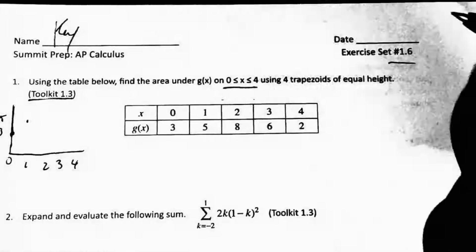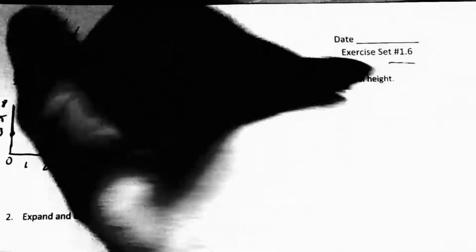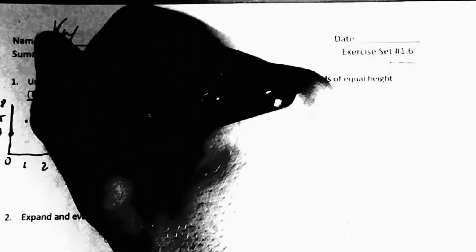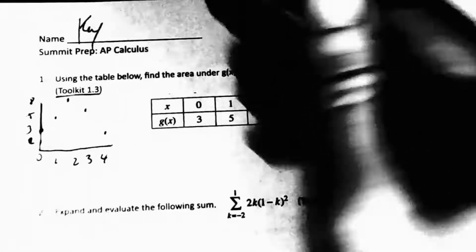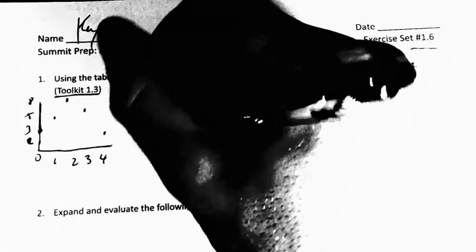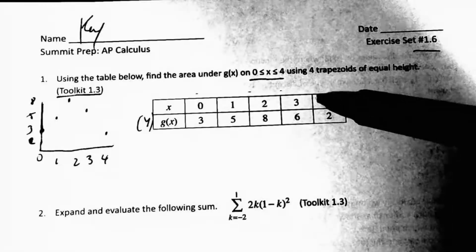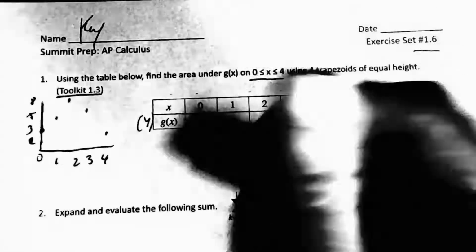And this will be 3. 1 is at 5. 2 is at 8 up here. 3 is at 6. It's roughly here. And then 4 is at 2, kind of down here. Okay. So you see how I did this? This is essentially like X and Y. You can think of this as Y, right? So I have 0, 3, 1, 5, 2, 8, 3, 6, and 4, 2.